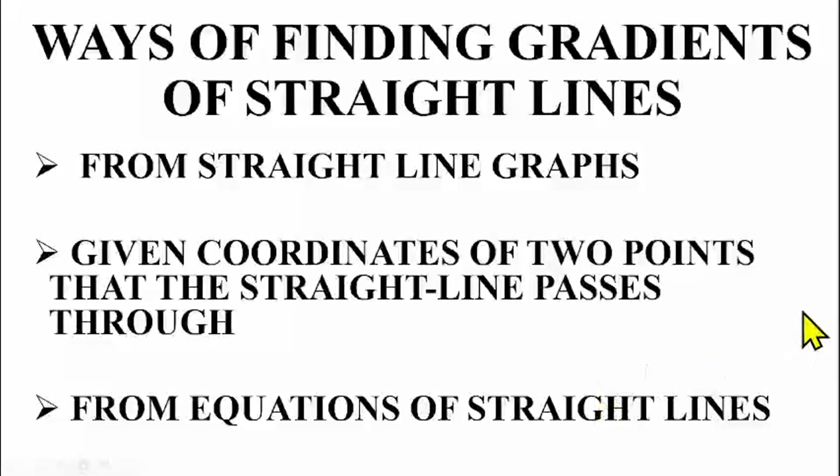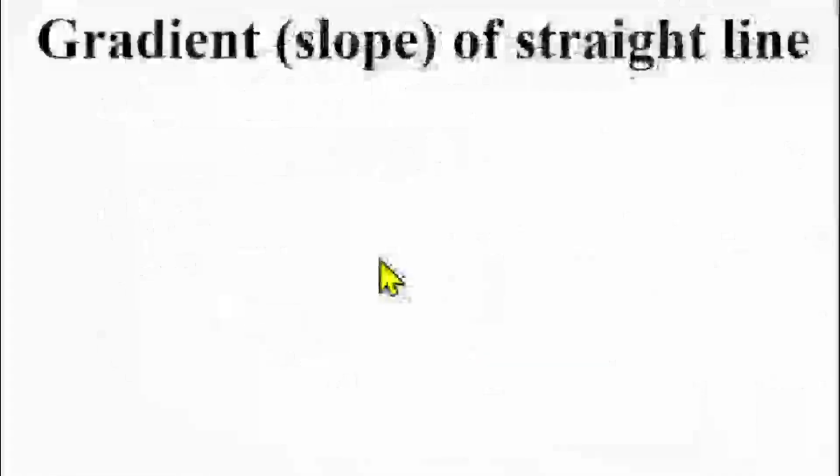So let's dive into gradient proper. Another name for gradient is slope. In mathematics we literally call it gradient, but in physics they call it slope. I want you to know that the gradient and slope are the same thing. So let's see how we can find the gradient of a straight line.